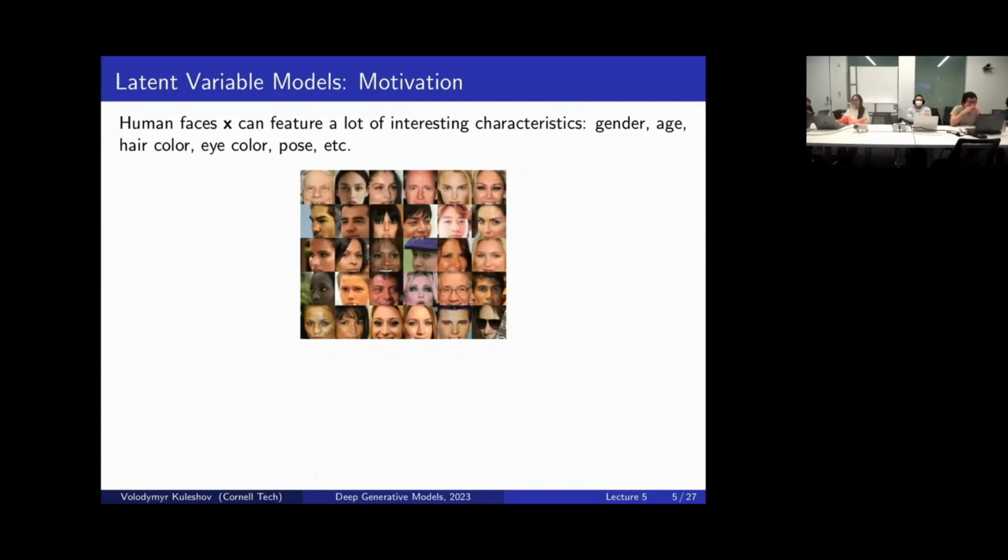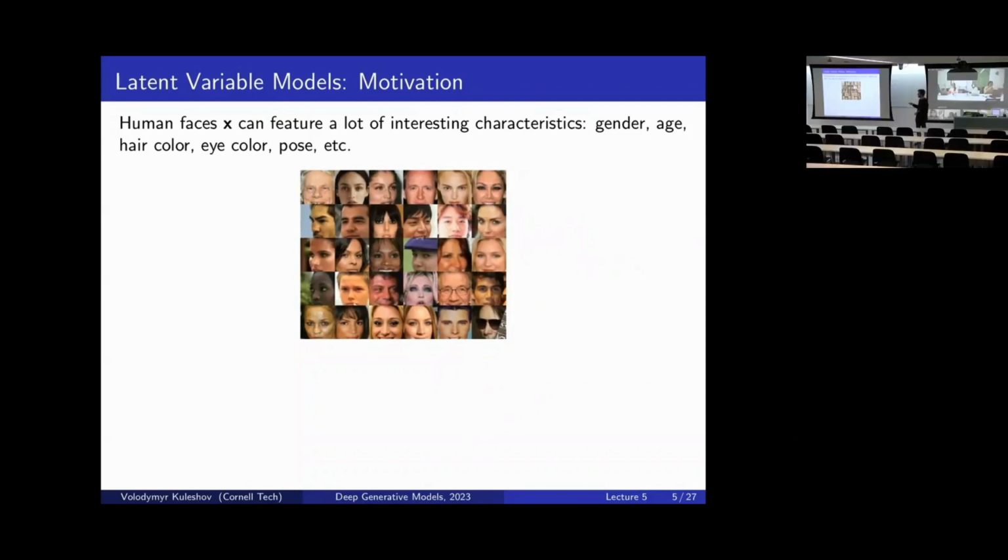And of course, there are again some practical applications, again, we could discover some interesting new facts about this data.